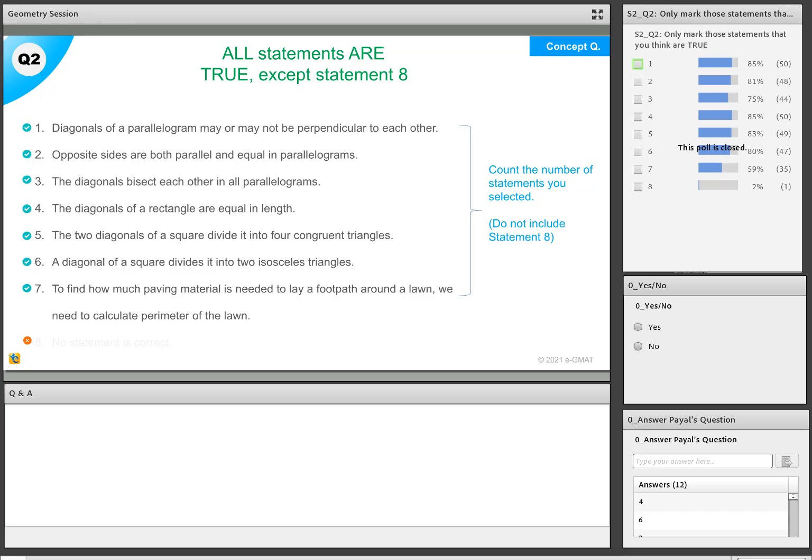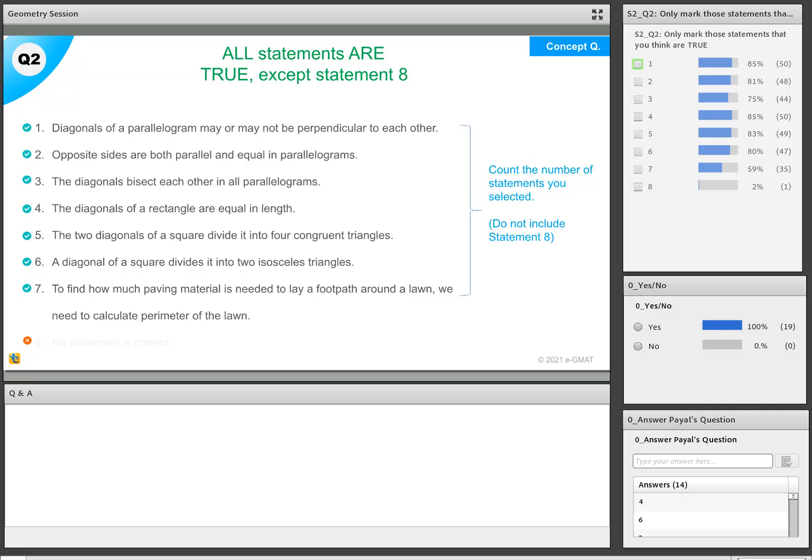So when you are writing down again the number of statements that you thought were true, make a note of those. Remove the ones that you got influenced by looking at the broadcast results of this poll. Be true to yourself here. Again, count the number of statements that you selected. Obviously, do not include statement 8. Any number from 0 to 7 is what I want you to write down. Let me know when you're done here. Click on yes when you're done.